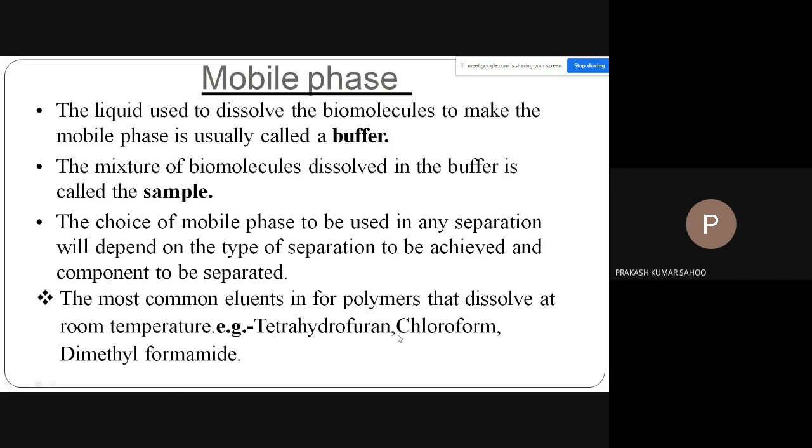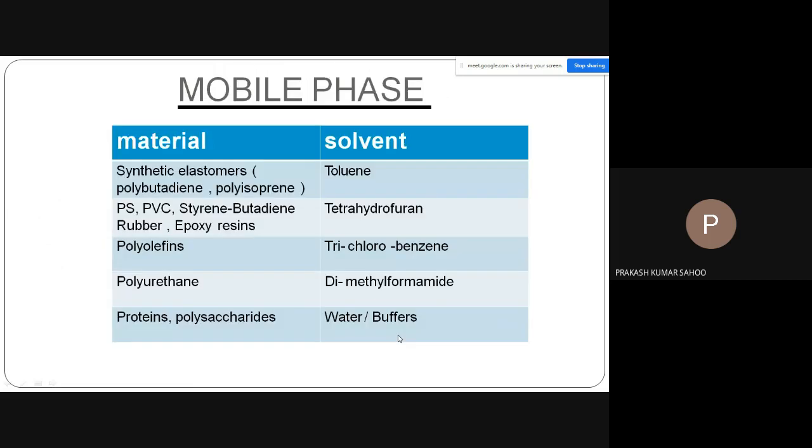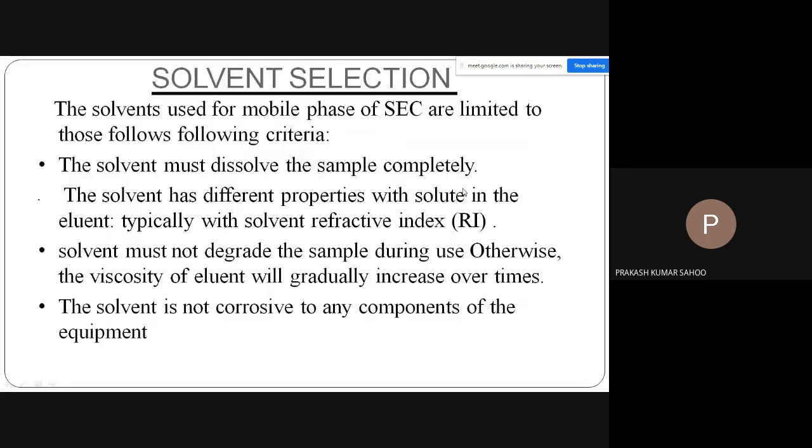for common polymers. Then we have mobile phase material and solvent for synthetic polymer. We have toluene for polystyrene, polyvinyl chloride, styrene, butadiene rubber, epoxy resin. We have THF, tetrahydrofuran. For polyolefins, we have trichlorobenzene. For polyurethane, dimethylformamide. For protein and polysaccharides, we have water and buffer. So depending upon your type of material to be separated, we have to select the mobile phase accordingly.